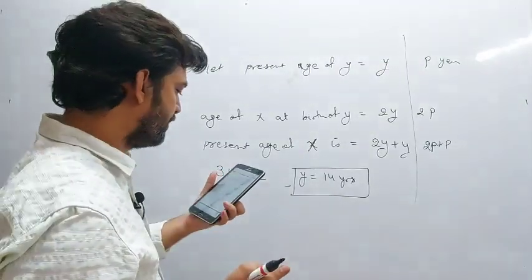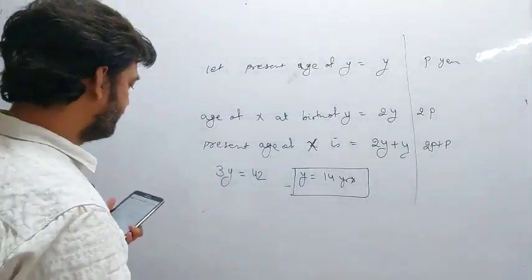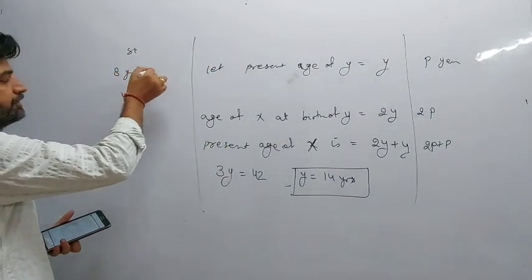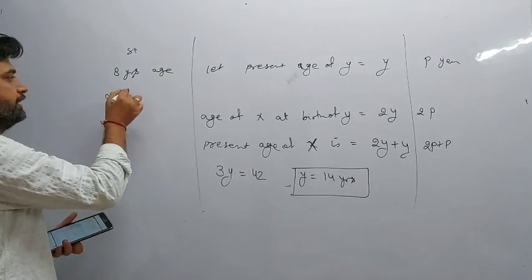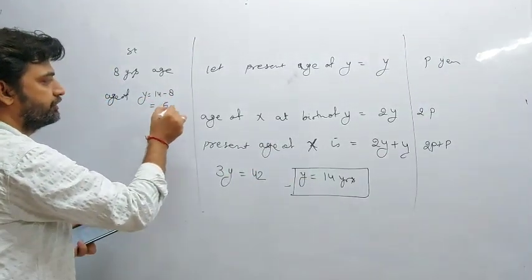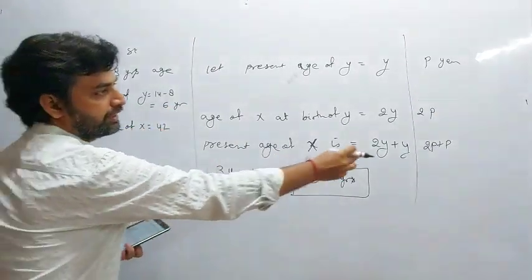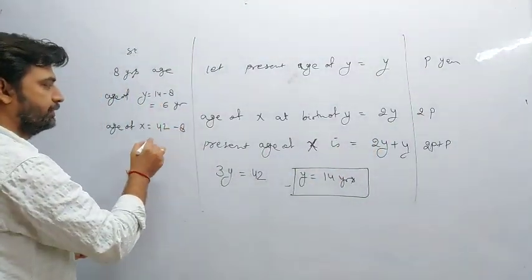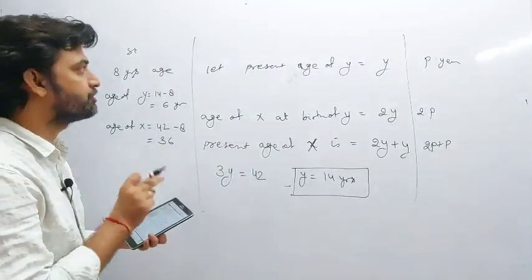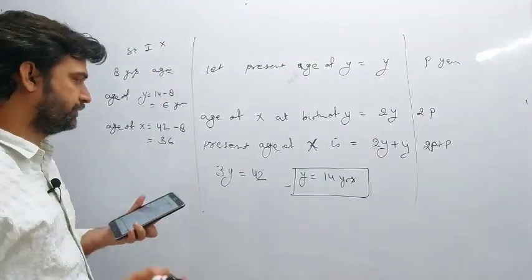Checking the statements. Statement one says that 8 years ago, the age of X was 5 times the age of Y. Checking this one: 8 years ago, the age of Y was 14 minus 8, that means 6 years. And the age of X, present age 42 minus 8, is equal to 36. So this is not 5 times, this is 6 times, and the statement says 5 times. So statement 1 is wrong. Clear? Checking the second one. After 14 years.